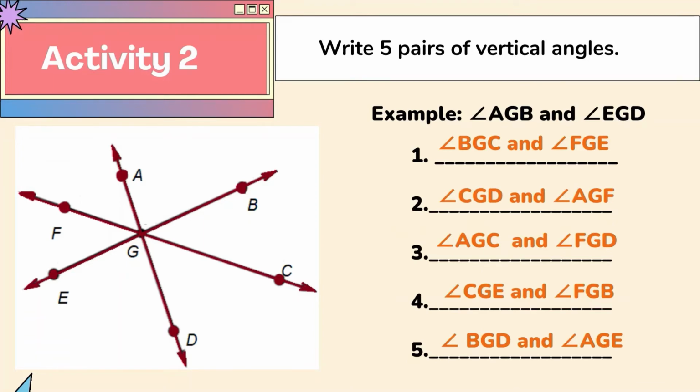So some possible answers are number 1, angle BGC and angle FGE. Number 2, angle CGD and angle AGF. Number 3, angle AGC and angle FGD. Number 4, angle CGE and angle FGB. And number 5, angle BGD and angle AGE.